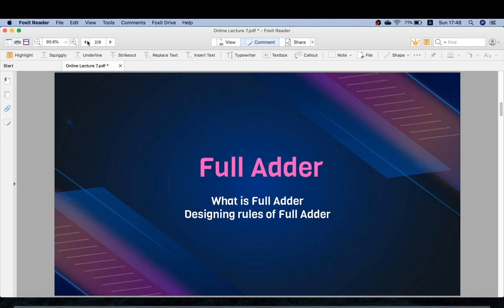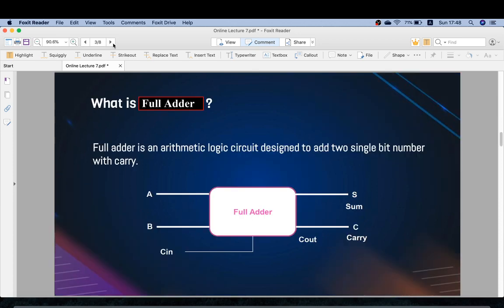Is half adder and the designing rules for half adder. In this lecture we will study what is full adder and the designing rules for full adder. So what is full adder? Full adder is an arithmetic logic circuit designed to add two single bit numbers with carry.